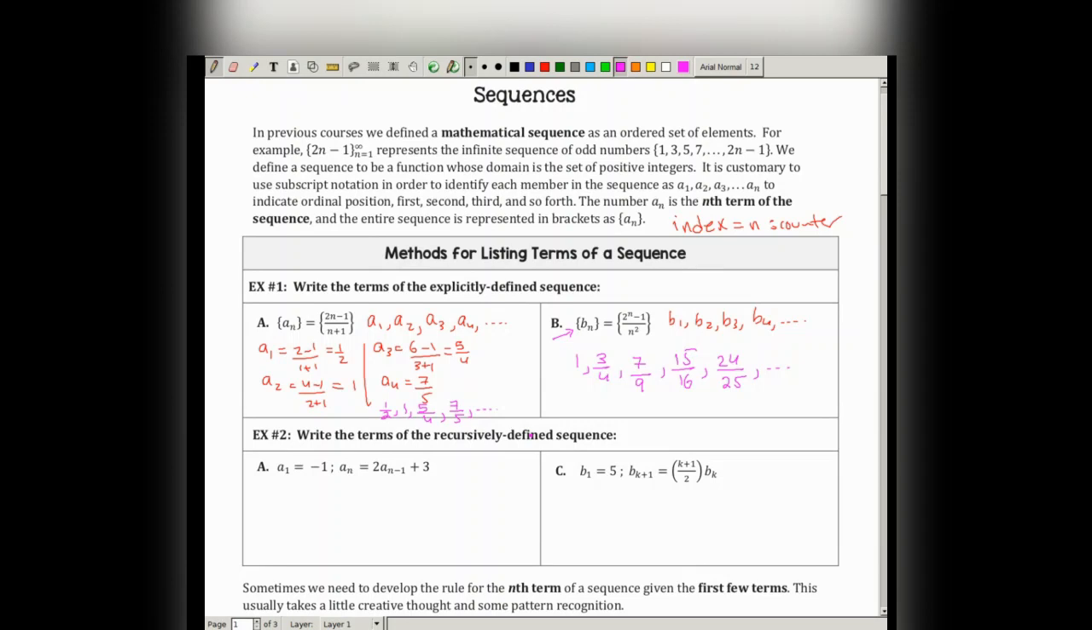What's the famous recursively defined sequence? Do you guys remember? The Fibonacci sequence, yes. Does anybody remember what it is? It's a recursive one.